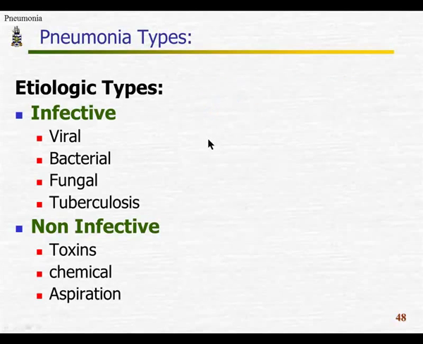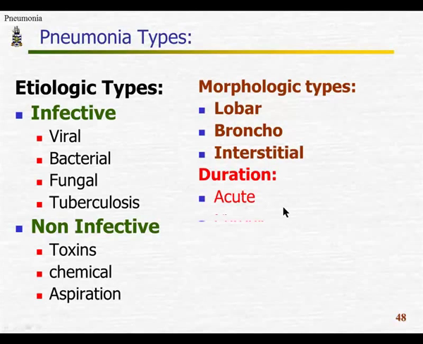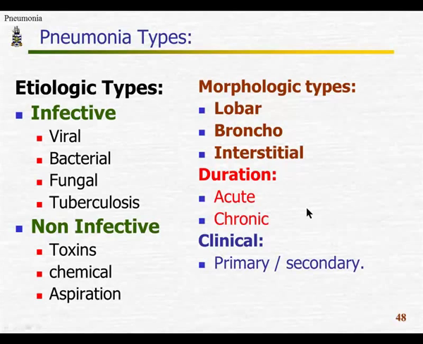Now, infective, bacterial is the most common, 2 types, lobar and bronchopneumonia, and the less common is interstitial pneumonia. Interstitial pneumonias are common with viral infections and environmental toxins. According to duration, acute pneumonia, chronic pneumonia. Clinically, primary or secondary pneumonia. Primary means a normal person with pneumonia, secondary is a patient with a secondary pneumonia.